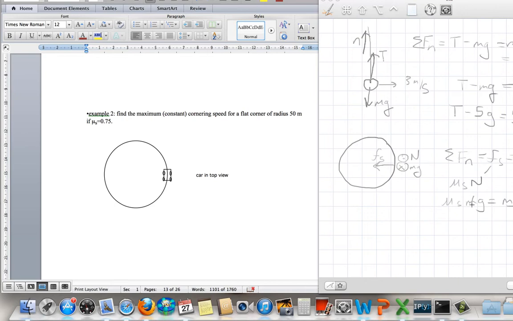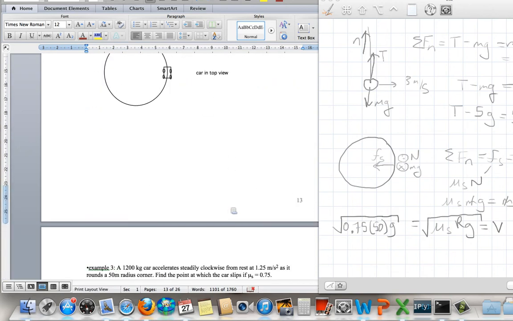So we can cancel an m, and we want to find the maximum speed. So solving for v, we cross multiply the r. It's mu s r g, that'll be v squared, so we take a square root to get the speed v. Mu s is given as 0.75, r is given as 50 meters, and g is of course 9.81. So that will give us the maximum cornering speed.